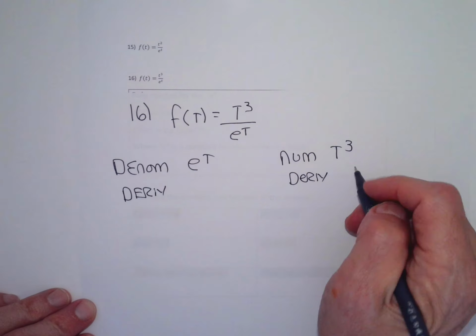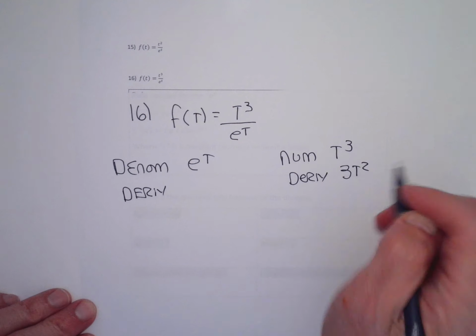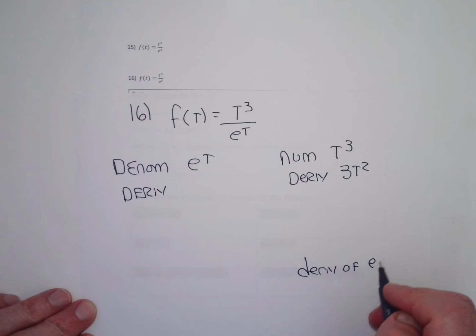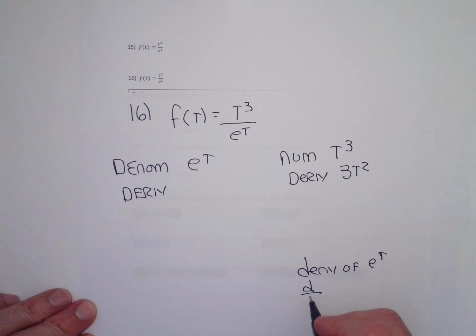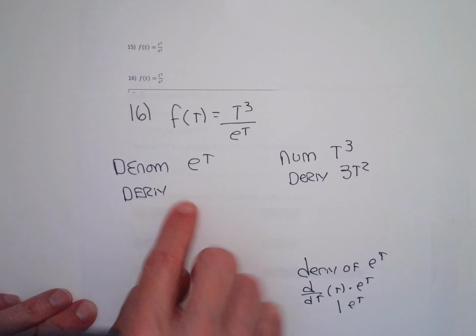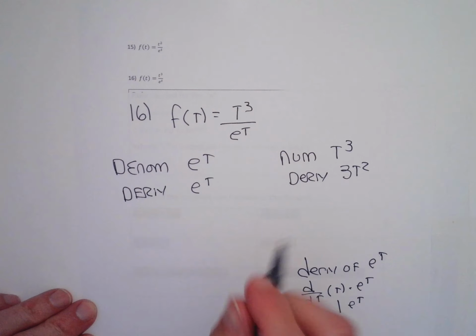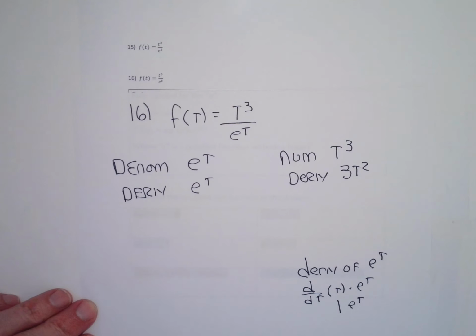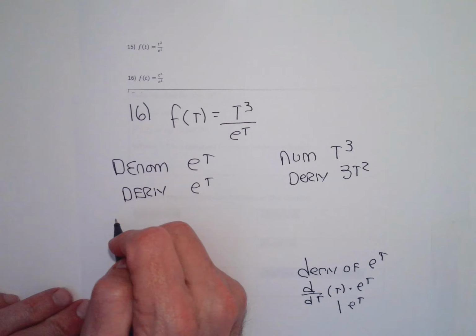The derivative of t cubed is just 3t squared. If I wanted to do the derivative of e to the t, it's just the derivative of the exponent, which is t, times e to the t. Here, the derivative of the t, since it's a first power term, is just its coefficient of 1. And so this derivative is going to be 1e to the t, which I'm just going to write as e to the t. Now I'm going to cross multiply, put a minus between because the quotient rule has a minus, and make the denominator squared part of this as well.